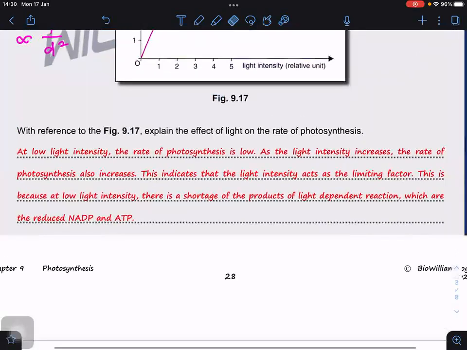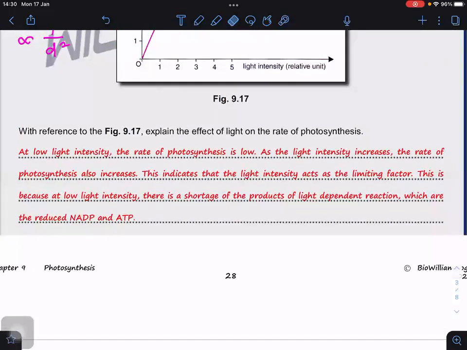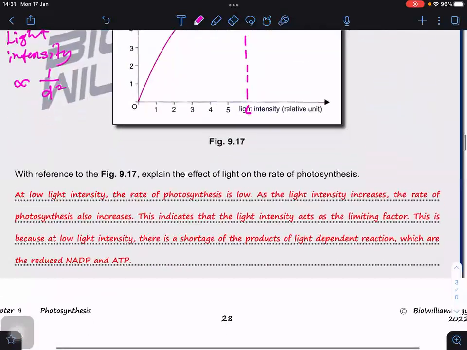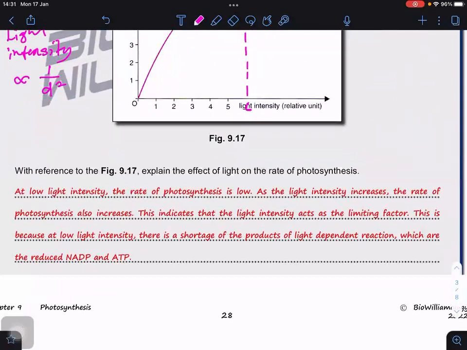At low light intensity, the rate of photosynthesis is low, but when you increase the light intensity, you can see that the rate also increases. So this indicates that light intensity acts as a limiting factor. Are you clear? If you look at the graph, somewhere here, about 6, less than 6, light intensity acts as the limiting factor. So how do you explain?